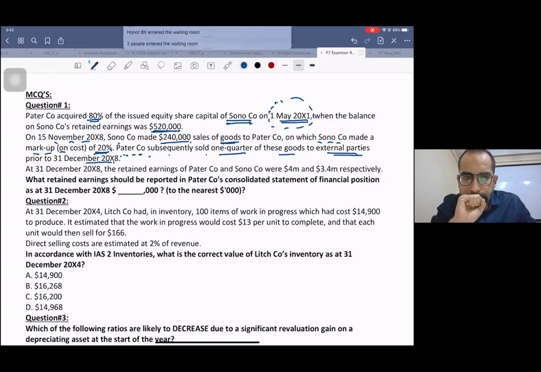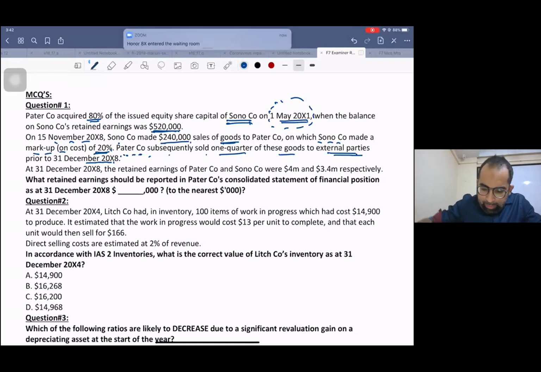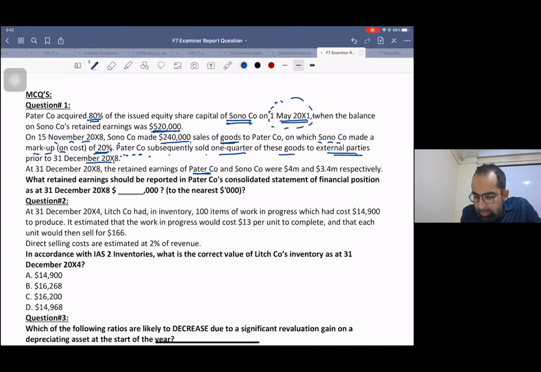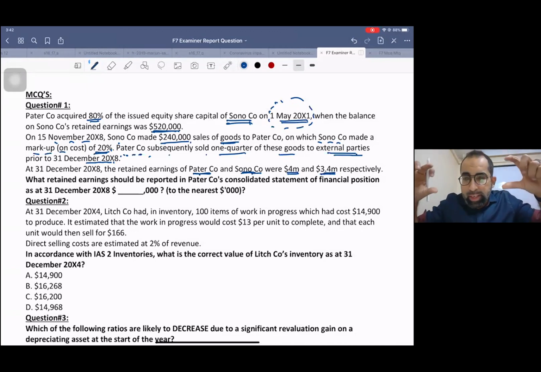Okay. Now, one more thing. At 31st December X8, the retained earning of Peter Company, meaning P Company, is 4 million, and Sono Company is 3.4 million. Okay. So we need to make acquisition date and reporting date packets of S Company, so that we can easily calculate S Company's post retained earning, right? Okay. So let's do it.